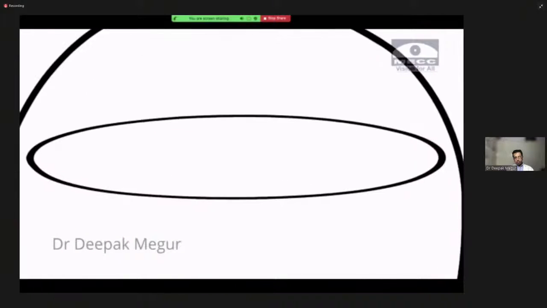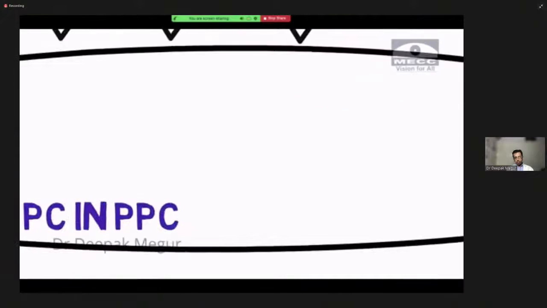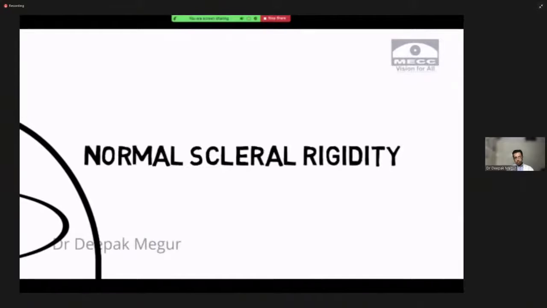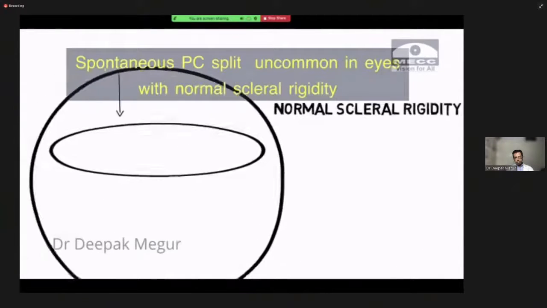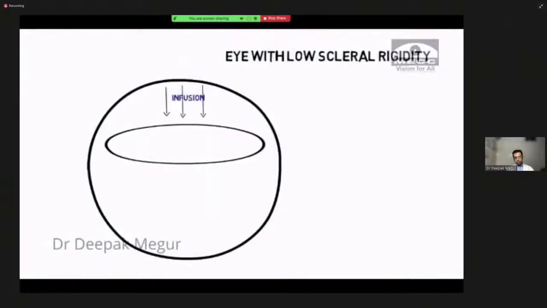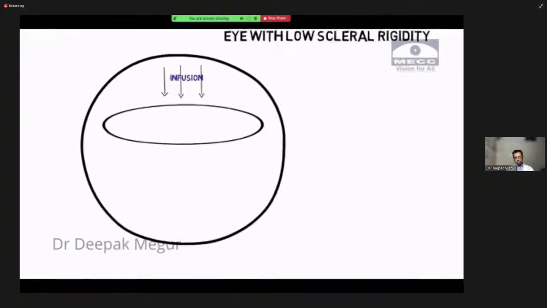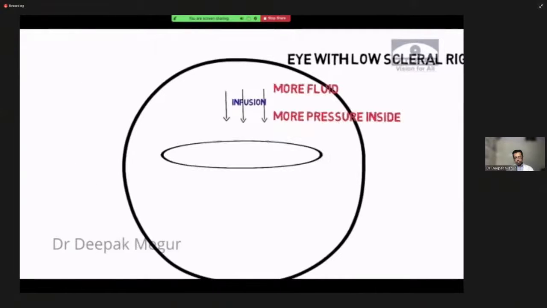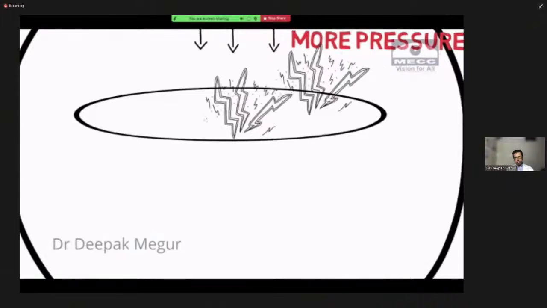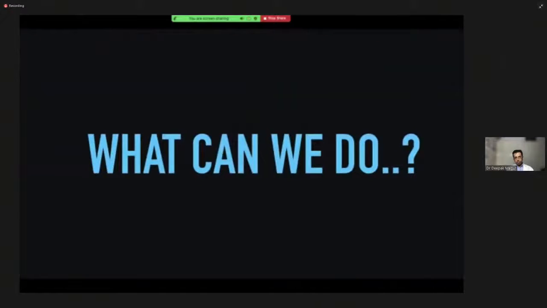When we go back and analyze, a raised infusion pressure is the reason why the pathological posterior capsule split wide open. However, a similar phenomenon of spontaneous posterior capsule rupture is uncommon in eyes with normal scleral rigidity. In eyes with low scleral rigidity, the sclera can stretch a little bit, which allows more fluid or OVD to accumulate in the eye, which eventually will raise the pressure inside the chamber, and the weak posterior capsule just gives way. So, what can we do in such a scenario?